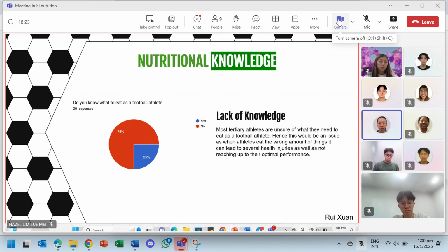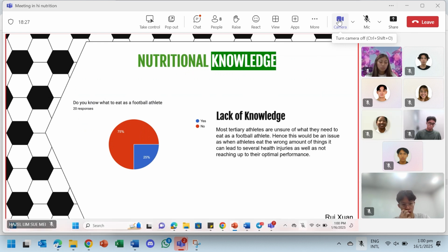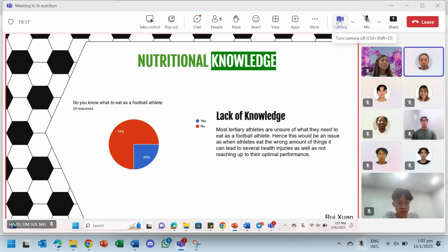So next up, we have the lack of nutrition. Sorry, we will go back to lack of knowledge. Most tertiary athletes are unsure of what they need to eat. As football athletes, this may cause an issue where athletes eat the wrong amount of food, which can lead to several health diseases as well as not reaching their optimal performance.